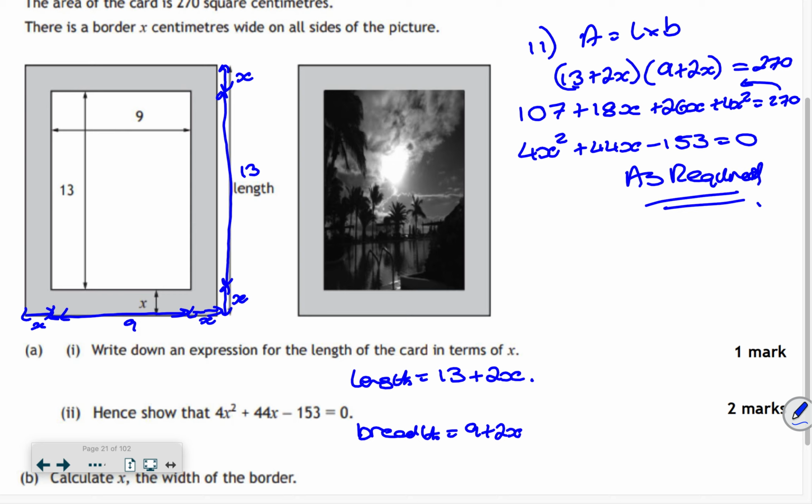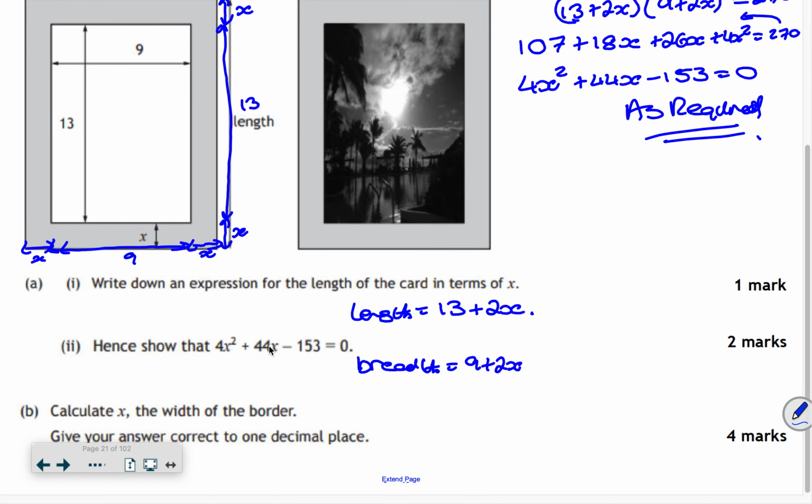So remember, the whole purpose of this question is to try and get you to tease out the information. It's worth 2 marks. Don't worry too much if you don't get that. It is quite a big leap reading the question, but at least you can still use that to answer part B, where it says calculate x, which is the width of the border.